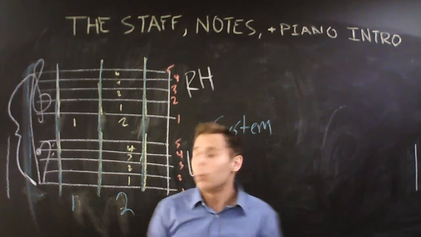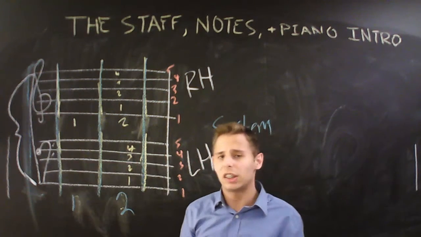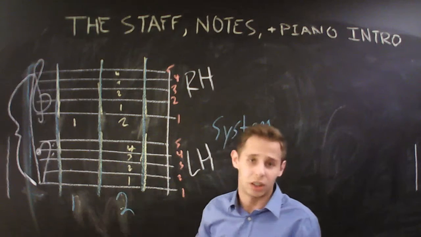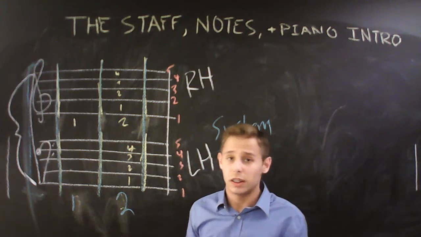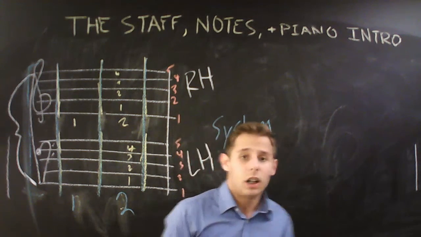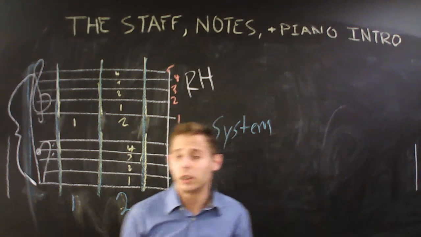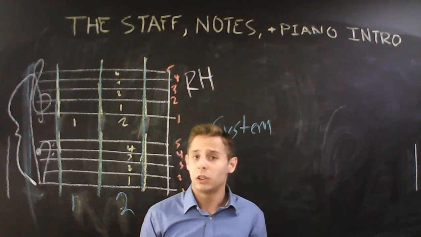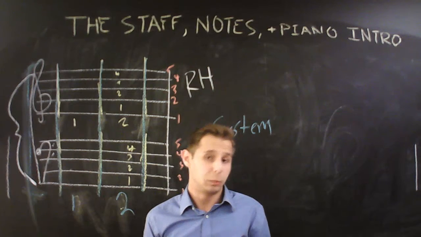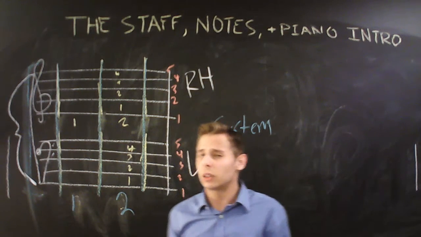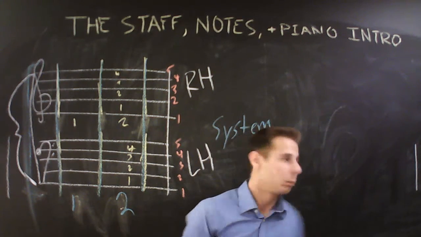Now, what is this staff for? Well, this staff is a graphical representation of notes. Now, let's get into what notes are. A note has 2 things to it. It has not only a pitch or a tone, it also has a rhythmic value. So now in music, we have a number of different types of notes.